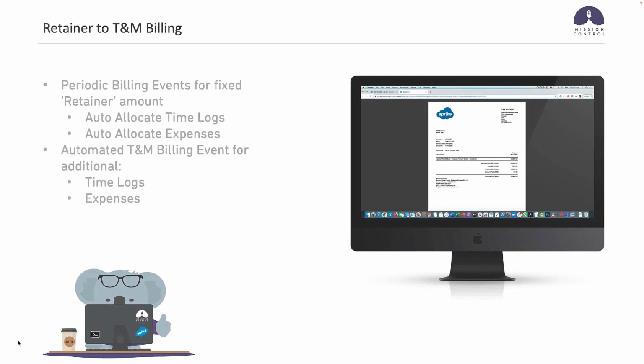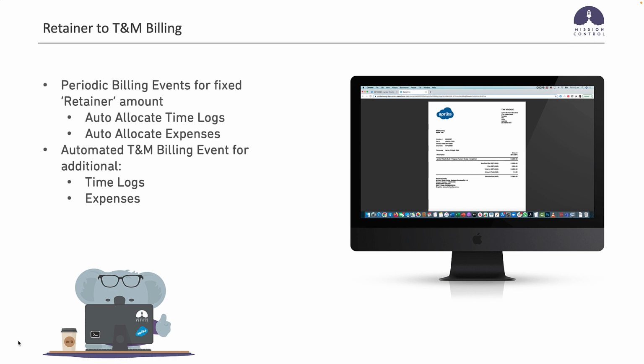The retainer to T&M billing type. This is a new billing type on your project that allows you to actually have retainer amounts and time and materials. It might be that you are charging your customer a fixed fee on a monthly basis. So for example, you might be charging them an amount that allows them to have 10 hours of support per month. Now, if you go over those 10 hours in any given period, a time and materials invoice will be raised for the additional hours over and above the allowed 10.